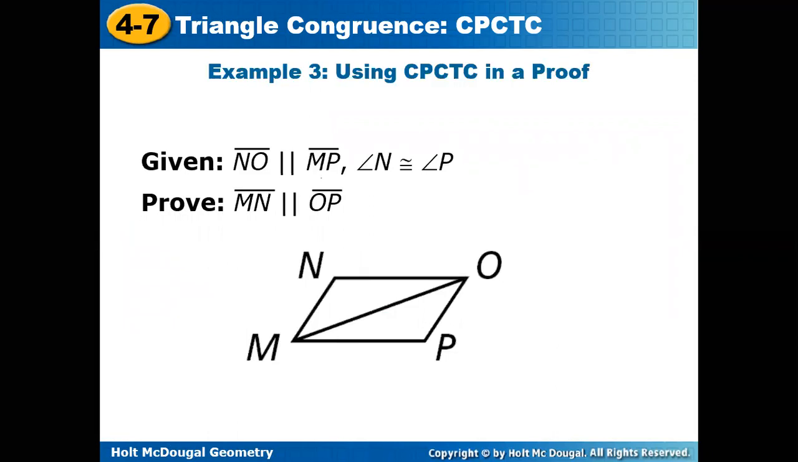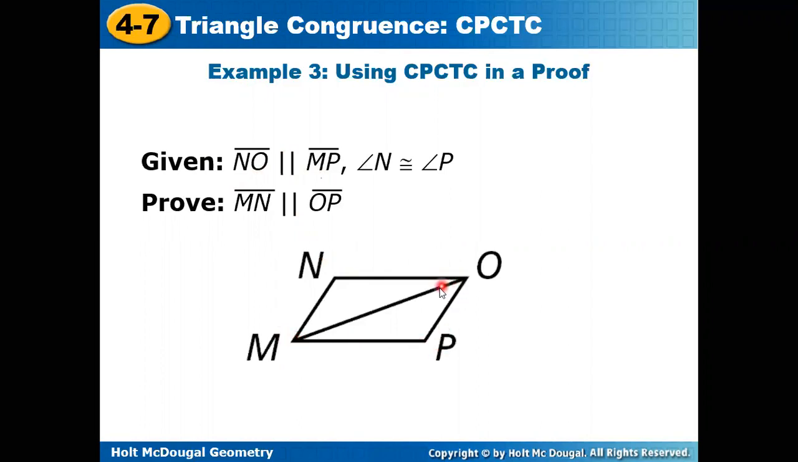Let's see example 3, given NO is parallel to MP, two sides are parallel, NO and MP, and the angle N is congruent to angle P. Okay, prove that the other two sides are parallel, MN and PO. If you think about this question, what can we conclude from this given that NO is parallel to MP?